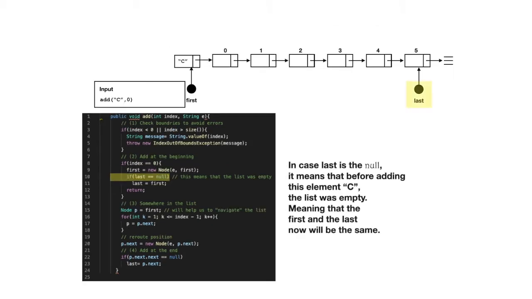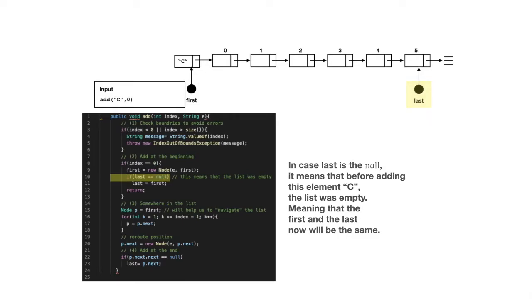The next part is if we check in case we added it actually as the very last element. This means that before adding the element C, the list was empty, right? And that means that last is also pointing to null. So if that was the case, then we need to redirect last to first. This is only in case it was empty, okay? Sometimes it can be true, sometimes it cannot be true.